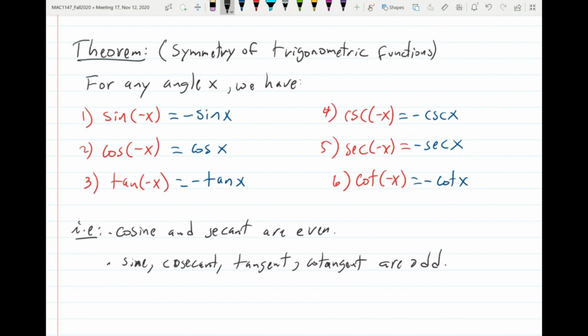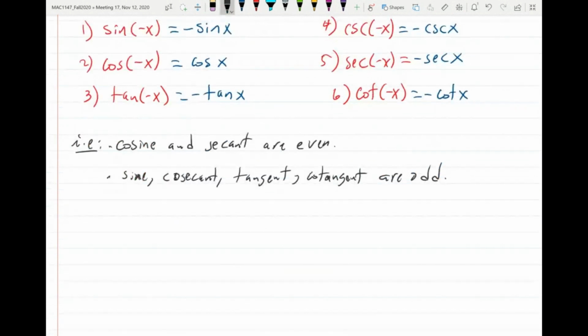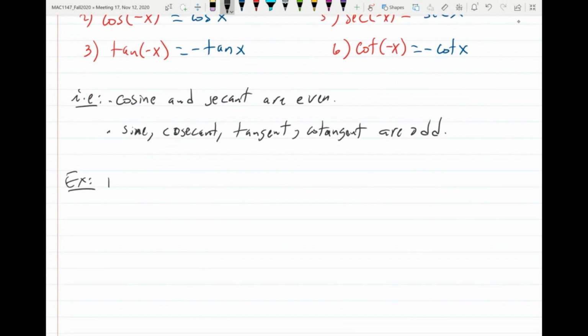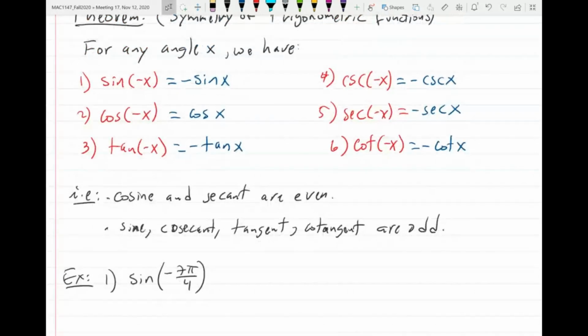All right, so you ask me questions if you have, but let me show you how we can now easily use this. For example, let's look at the exercise that we saw before. Before we were calculating all the values of negative 7 pi over 4, right? That was the example that we did. Well, now we can actually take advantage of symmetry. So remember that secant is 1 over cosine.